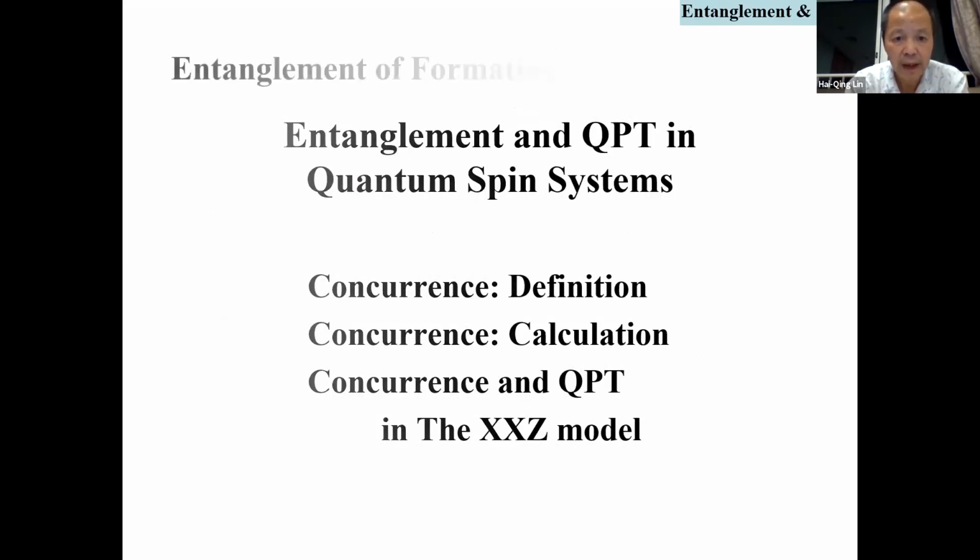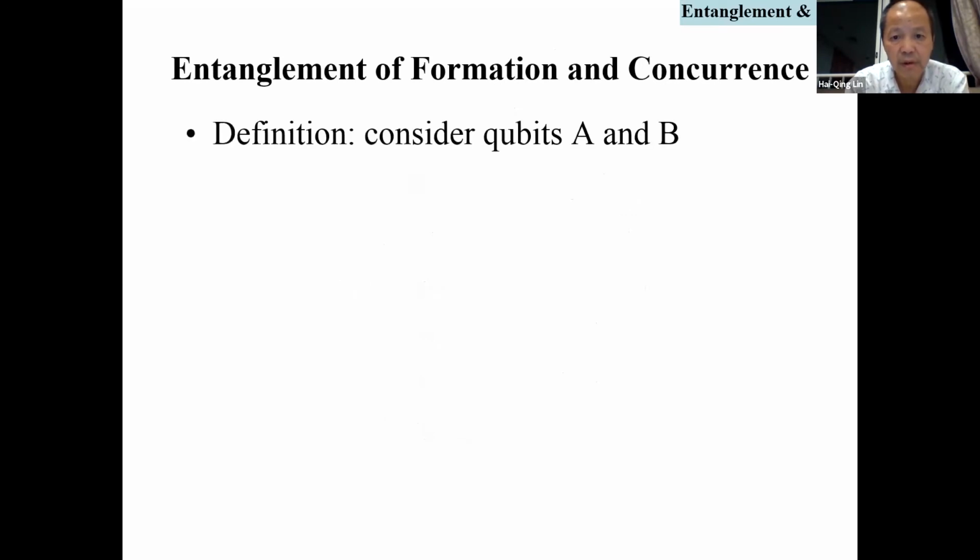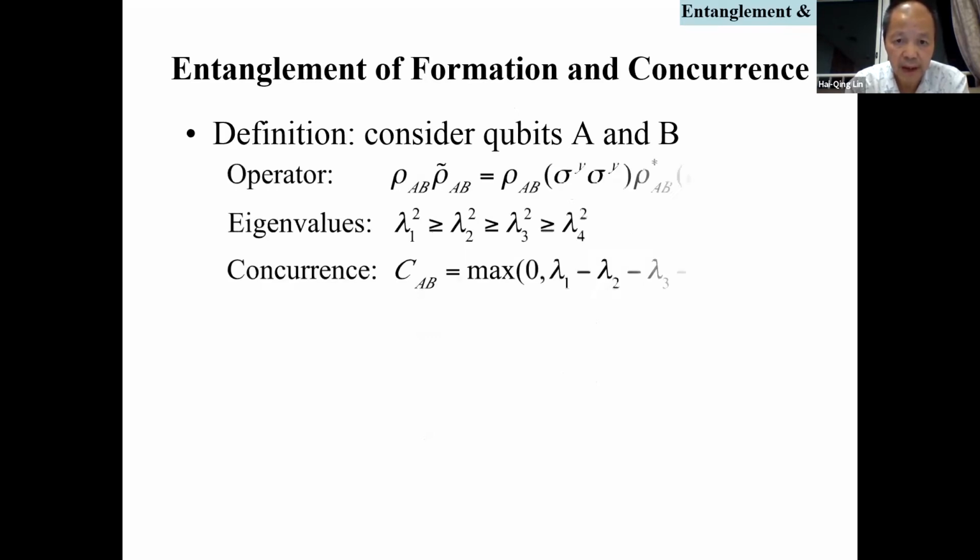All right. So let's start. What is the definition of concurrence? So please, suppose you have a system. Now we consider qubits A and B, right? Which is 2 by 2.